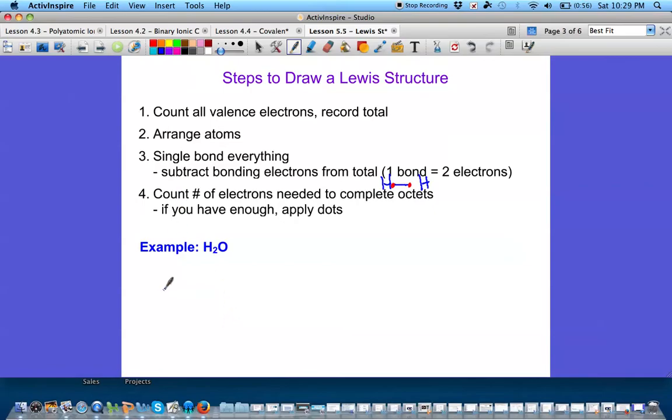So our first example is H2O, or water. So we have 2 hydrogen atoms. Hydrogen has 1 valence electron. We have 1 oxygen atom, and oxygen has 6 valence electrons. So this is going to give us a total of 8 electrons. So I always put the number of atoms on the outside of the parentheses, and then inside the parentheses I put the number of valence electrons. And then this is my total electrons for my Lewis structure.